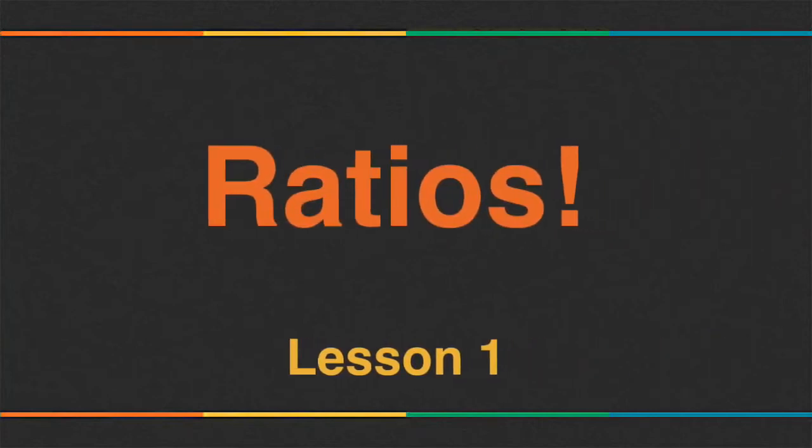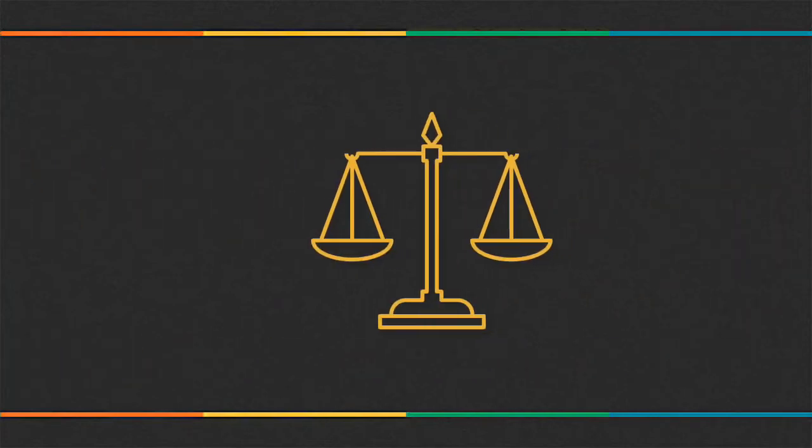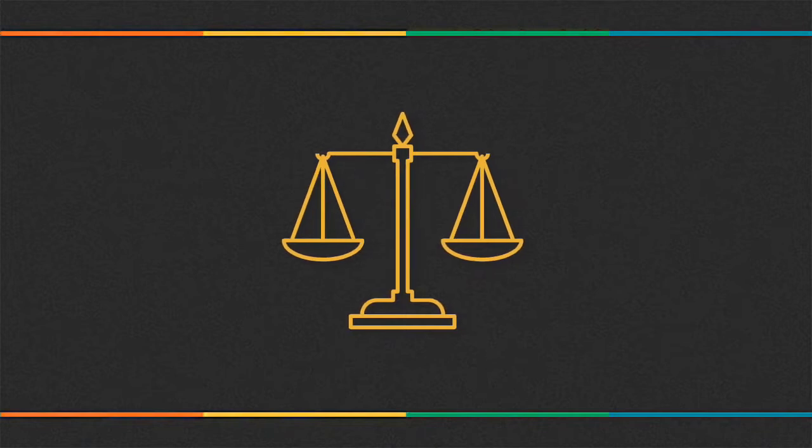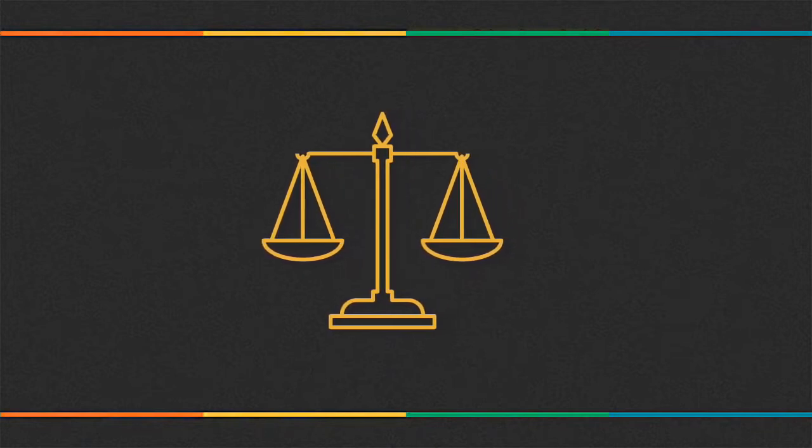Today we're going to talk about ratios. Ratios are simply a pair of amounts or quantities that are being compared. But what do ratios look like on paper? Well, here's a ratio, 3:2.